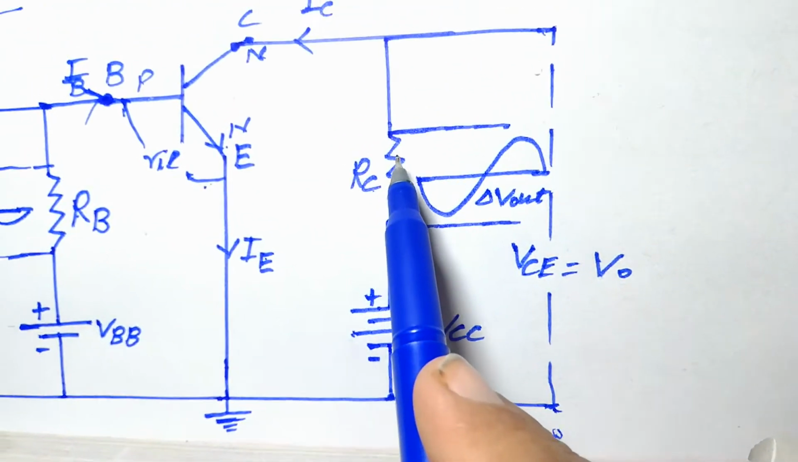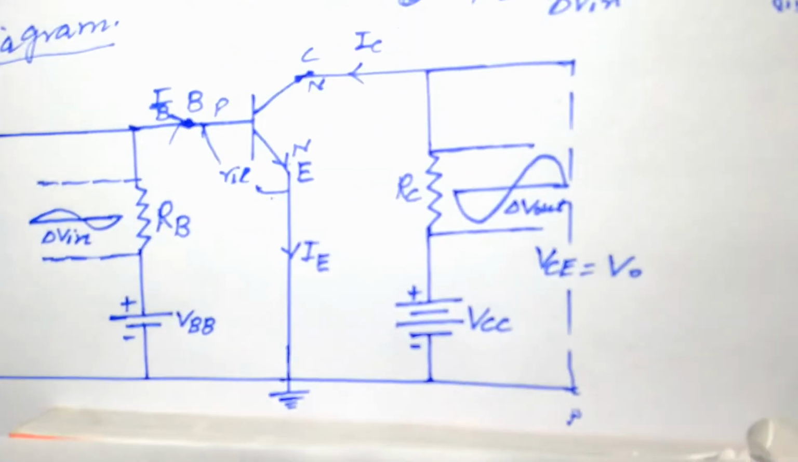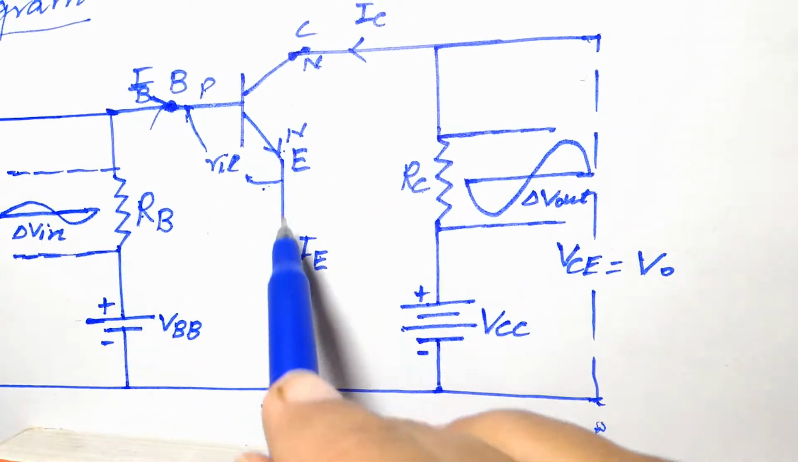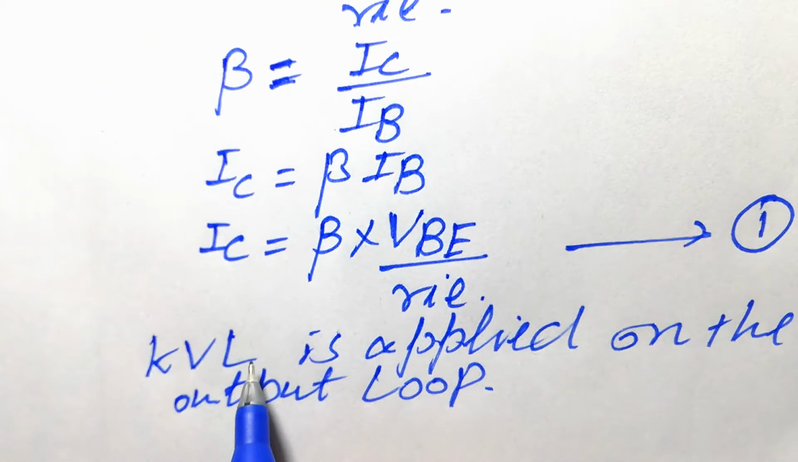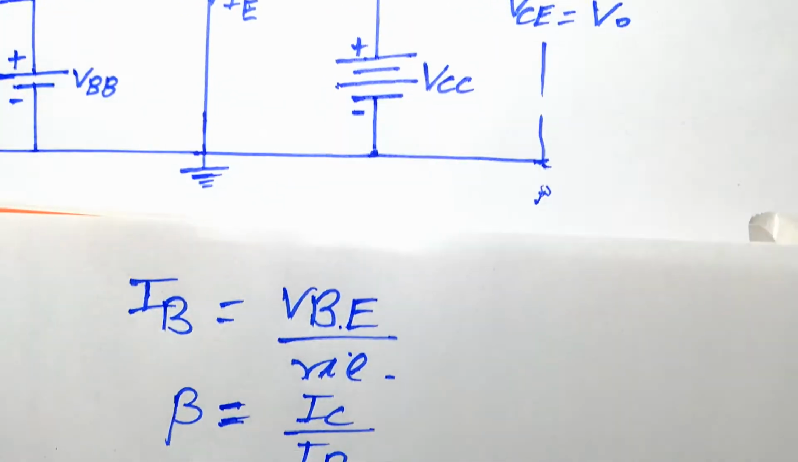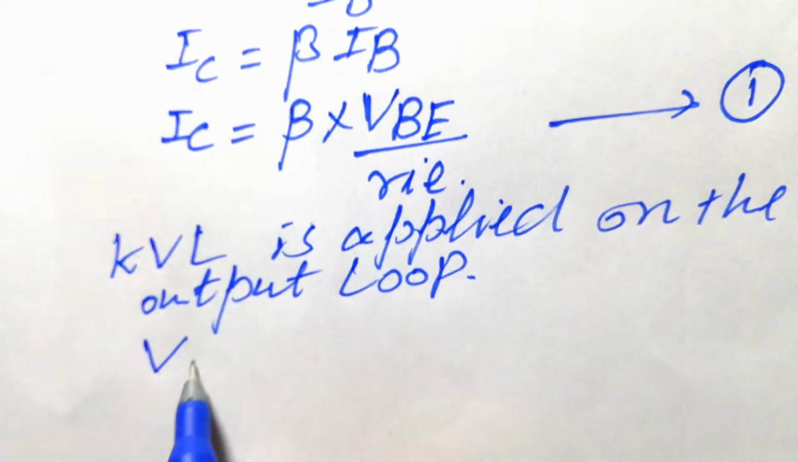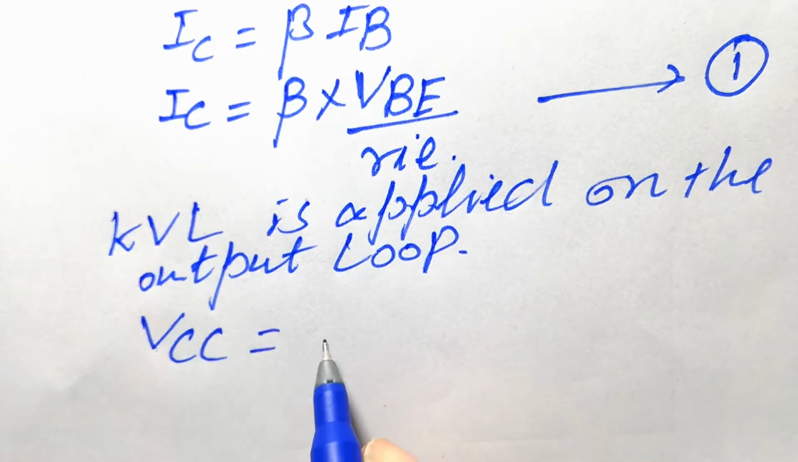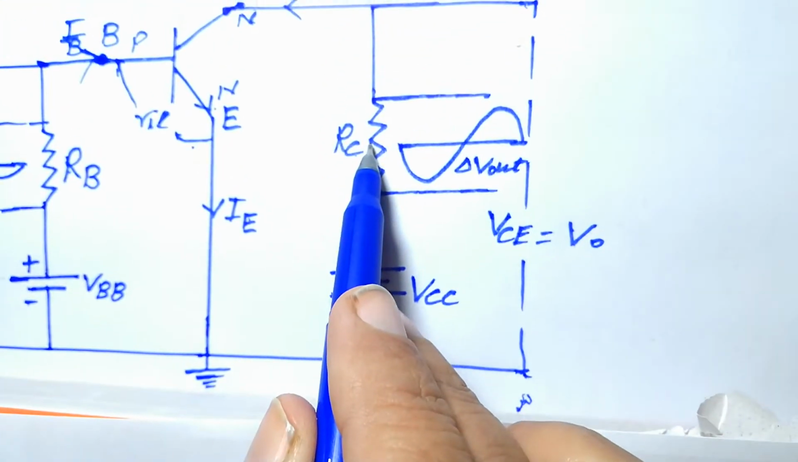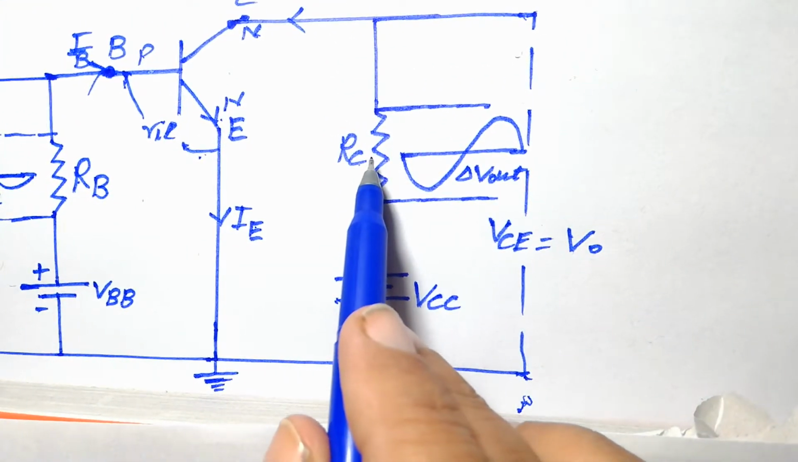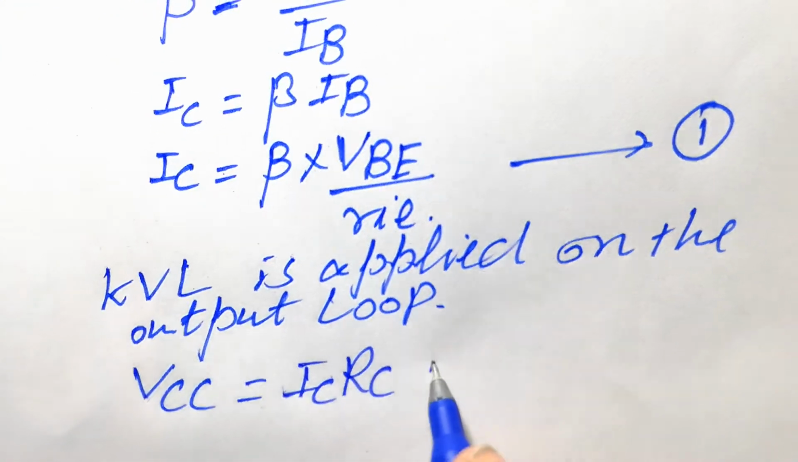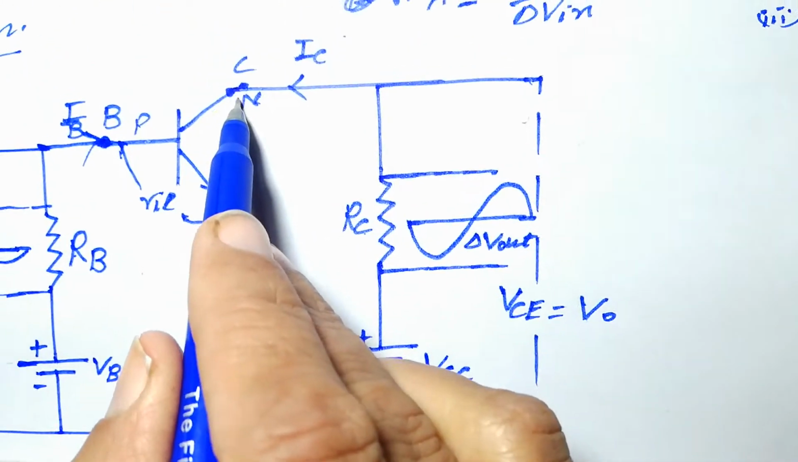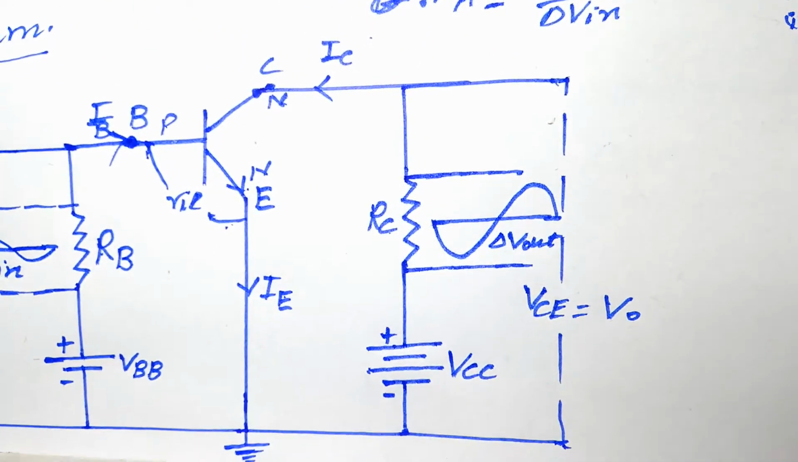So that's VCC, RC, and then VCE, which is grounded here. That is the output loop. As you apply KVL, Kirchhoff's voltage law, the voltage applied by the battery, VCC, will be equal to the voltage across RC. As we all know, VC is equal to ICRC. So it will be equal to ICRC plus the voltage across collector and emitter, that is VCE.